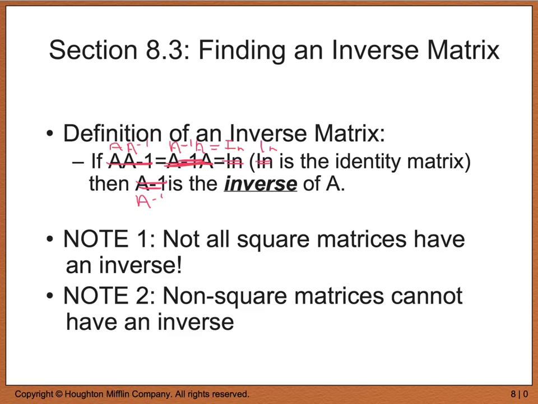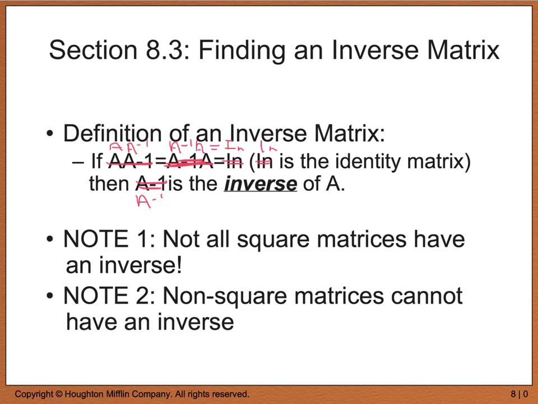For the first note that I want you to make, I want you to know that not all square matrices have an inverse. And if you recall, a square matrix was something like if we had 3 equations with 3 unknowns, 2 equations, 2 unknowns. And then the second thing I want you to know is if we have a non-square matrix, these do not have an inverse.